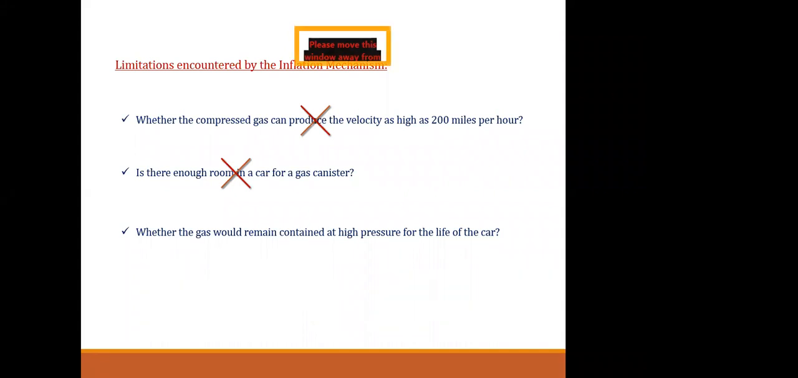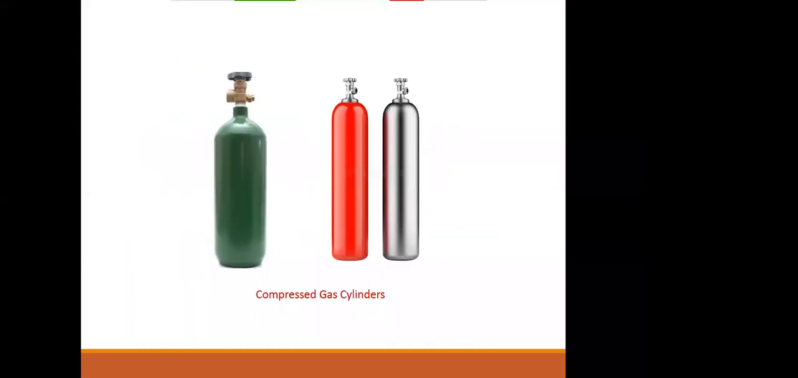Whether the gas would remain contained at high pressure for the life of the car. Which means a car which was bought 10 years before gets into an accident today. So the airbag which had been sleeping for more than a decade has to explode within a fraction of a second all of a sudden. In order to achieve this, the nitrogen gas has to retain the same pressure with which it was stored 10 years before. Is it possible? No, there will be a leakage in the storage system, right? There will be a pressure drop. So it is also not at all possible. Hence, compressed gas canisters fail to answer these three questions. Our modern cars don't have any sort of compressed gas concept for airbag deployment.